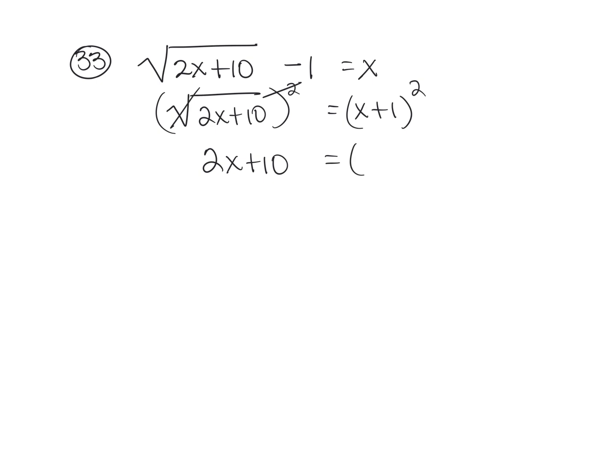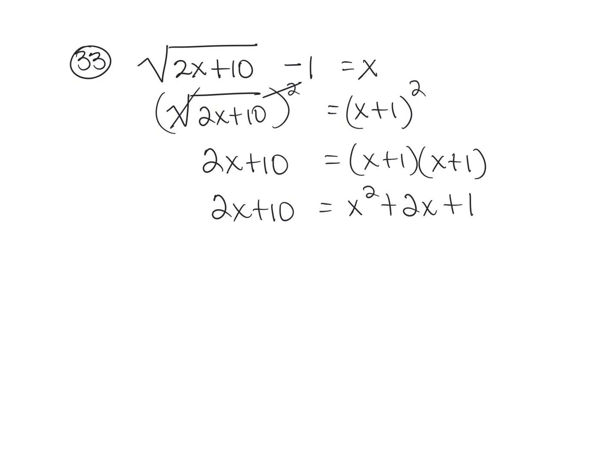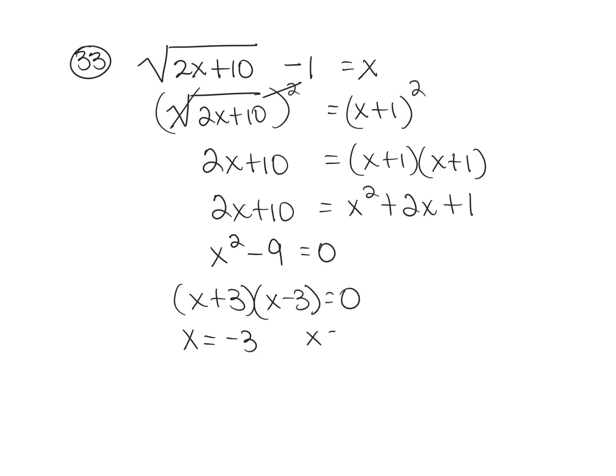And on this side, I'm going to write this down twice and multiply it out. Don't try to do the shortcut because it's wrong. So you have 2x plus 10. This side gives me x squared plus 2x plus 1. And now we want to get everything to one side, so I subtract 2x and I subtract 10. So if I subtract 2x, the x's are gone, and 1 minus 10 is negative 9, and that's equal to 0. Well, this will factor into x plus 3 and x minus 3. So we think we have answers of x equals negative 3 and x equals positive 3.